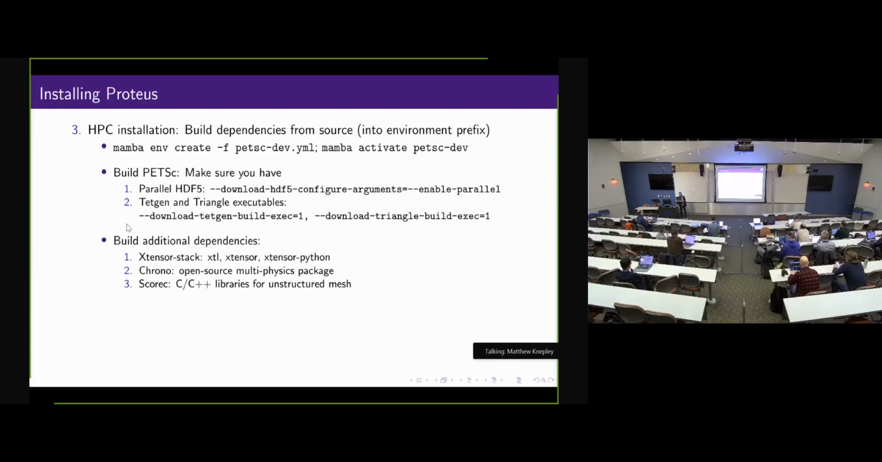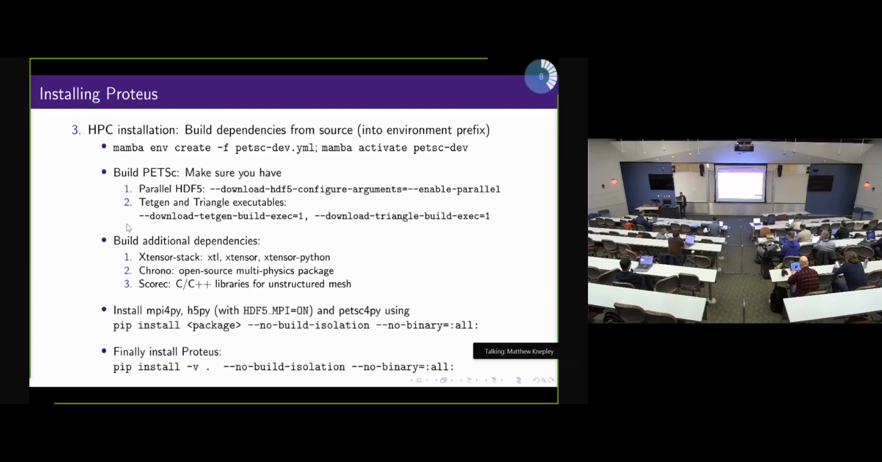And we have some more additional dependencies: the Eigen tensor stack, Chrono, which is an open source multiphysics package, and SCOREC, which is a set of C and C++ libraries for unstructured meshes. You can build these with CMake. And the final piece is you just install mpi4py, h5py, and petsc4py using pip, with no build isolation and no binary. And finally, you install Proteus. So it's a long process, but it's not difficult. I've built it on 3 different machines, and it works smoothly.